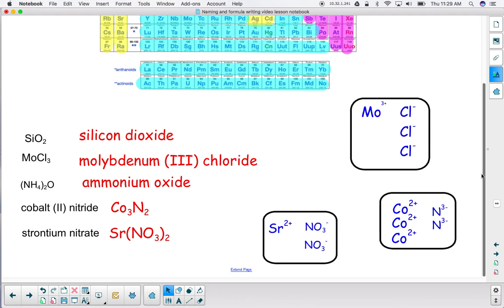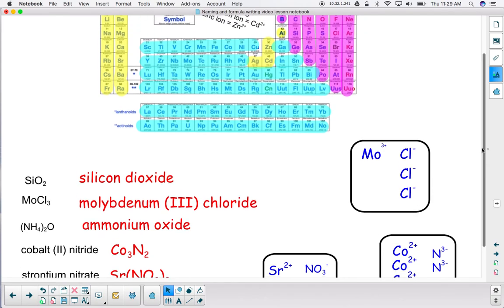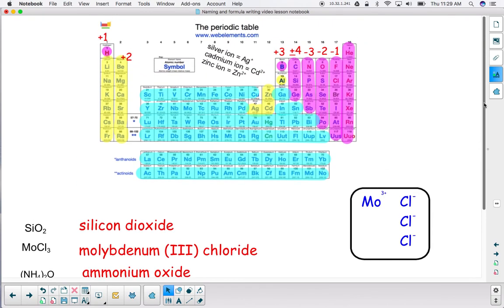So hopefully this gives you a second look at how to name chemical compounds, just in terms of thinking about what types of elements are involved, what type of compound is created, and do I need a Roman numeral or not in order to name that particular compound.